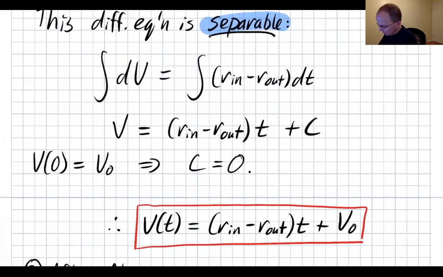Oh, I made a mistake here. One second, I need to fix this. This should be v naught.